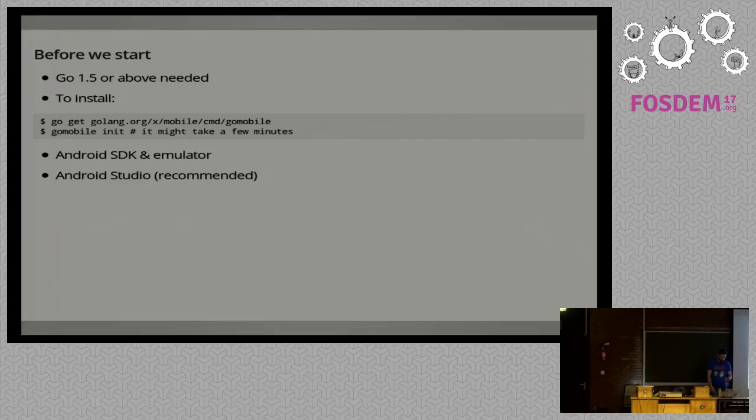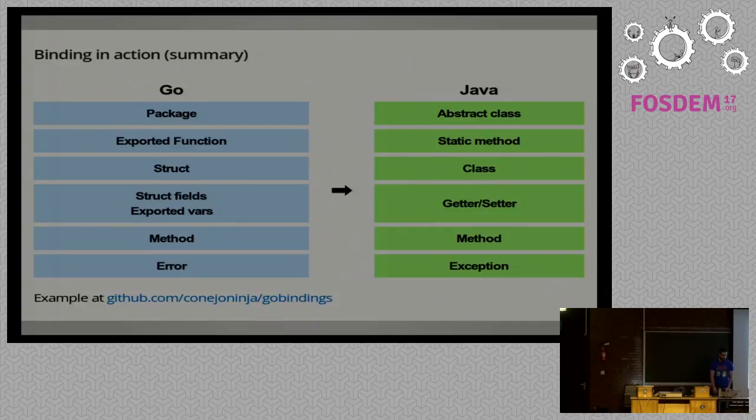Binding. As I said, the SDK application will generate some bindings. This is what you have in Go, and this is what will be transferred into Java. You can see the example here later if you really want to take a look at what is actually generated. Things I will point out are exported variables or struct fields. They get a getter and setter, and the error in Go will be an exception in Java.